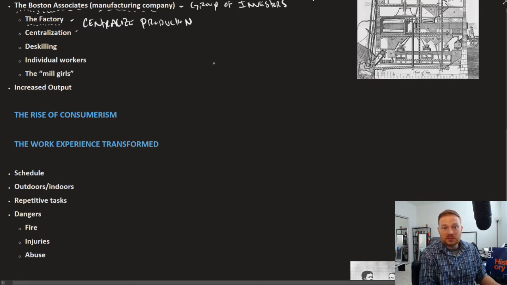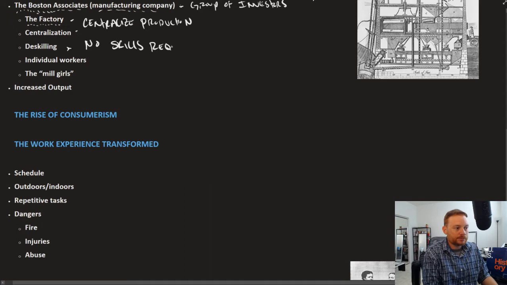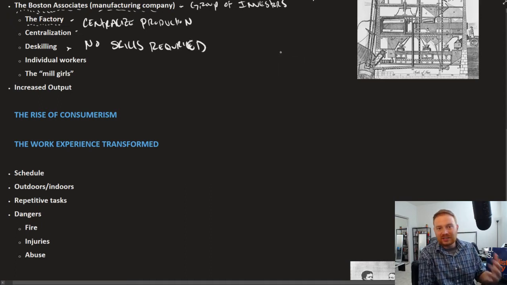There's also a process in this factory system of de-skilling. In order to operate these machines, no skills required. Whereas it took before a lifetime of knowledge and know-how to make something like a shoe, anybody who could essentially pull a few levers or push a few buttons could essentially make a finished product.